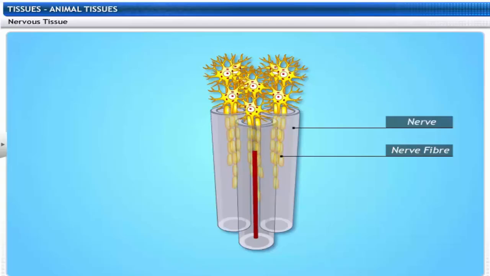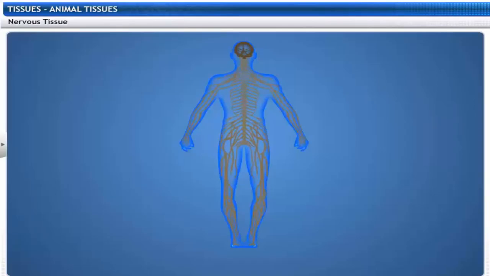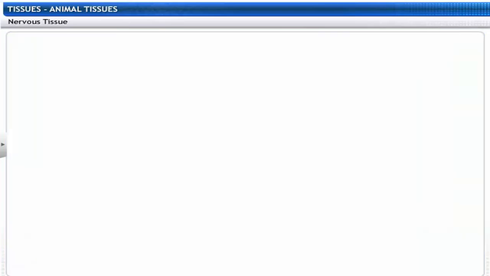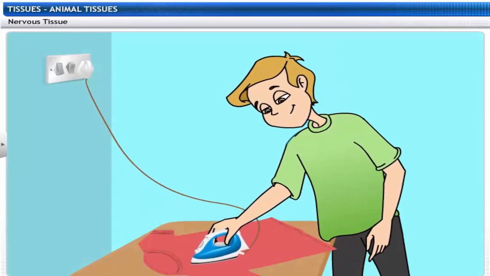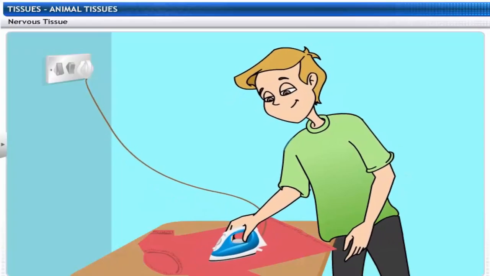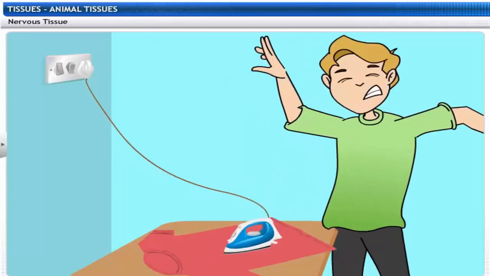These nerves are richly supplied with blood. Nervous tissues are found in the brain, spinal cord, and nerves. The combination of nerve and muscle tissue enables man to move rapidly in response to stimuli.